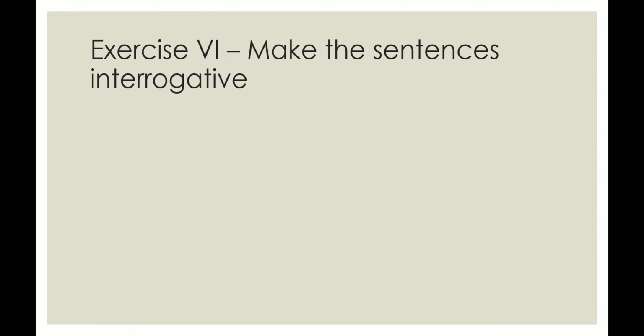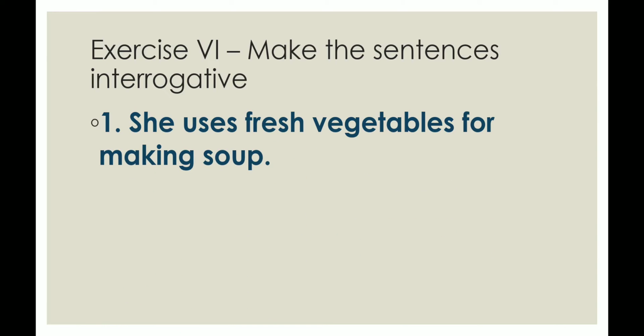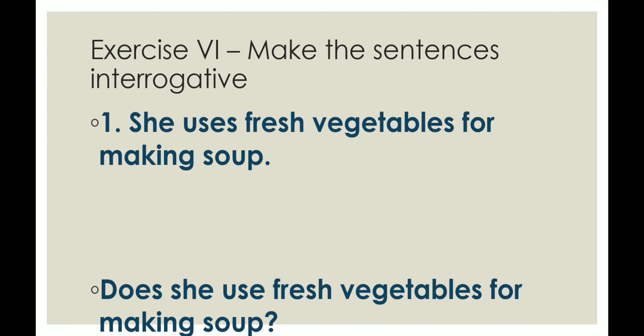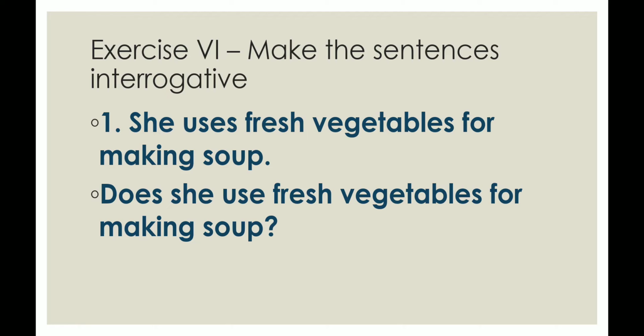Make the sentences interrogative. First sentence is, she uses fresh vegetables for making soup. So here we have to check the subject. She is our subject and it is third person pronoun. So we use does. Does she use fresh vegetables for making soup? See here very keenly that uses is changed into its root form use.